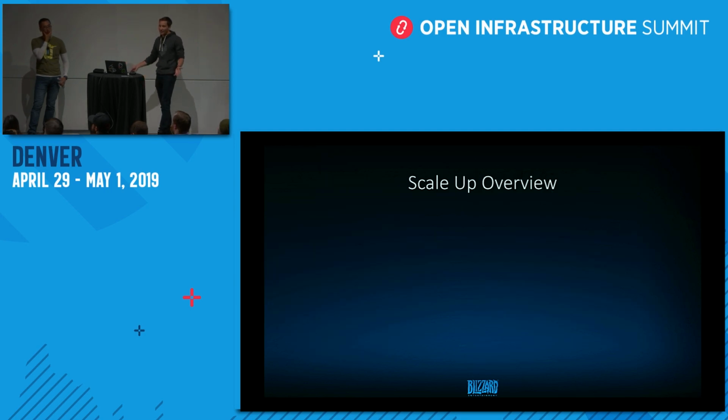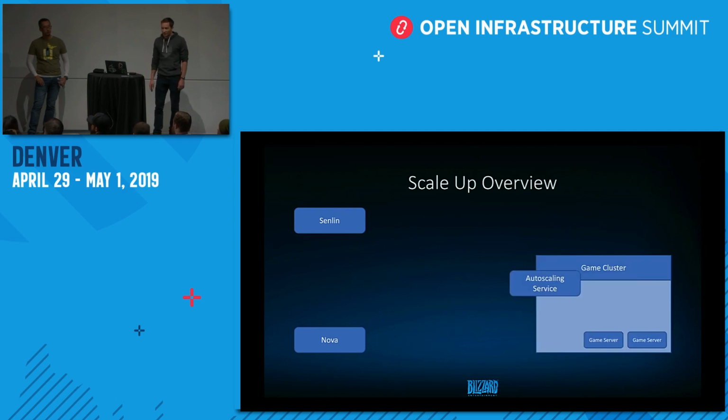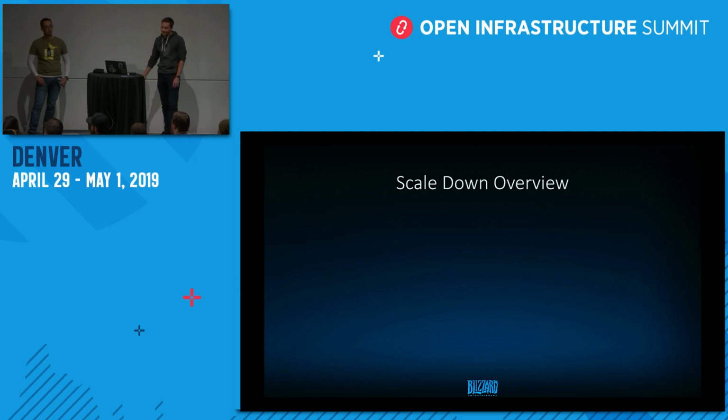So I'll go over what that looks like. This is the less interesting of the two. This is for scaling up. The components involved are Senlin, Nova, the game cluster, and the autoscaling service with the game servers inside of it. The autoscaling service will determine the load of the game servers and then request Senlin to scale up. Senlin will then create a server from Nova, and then Nova creates that VM.